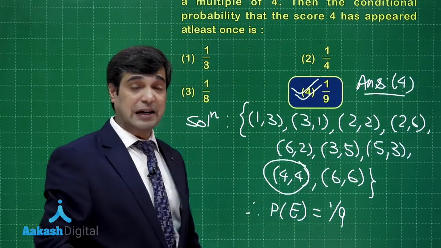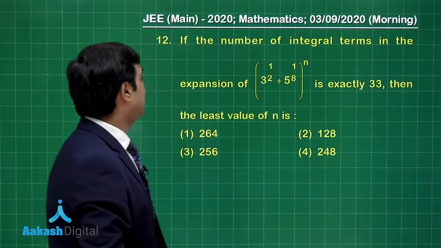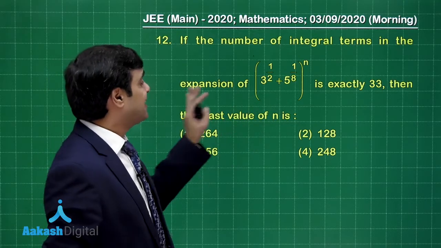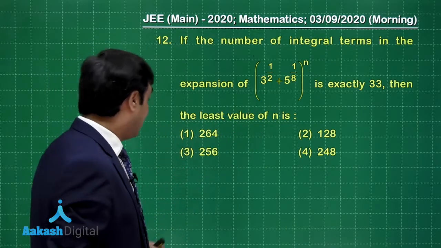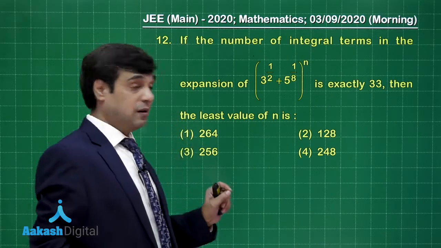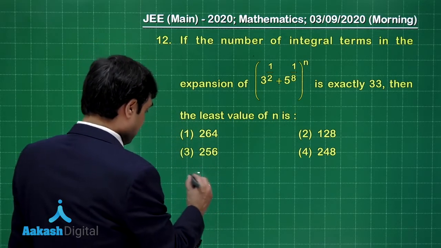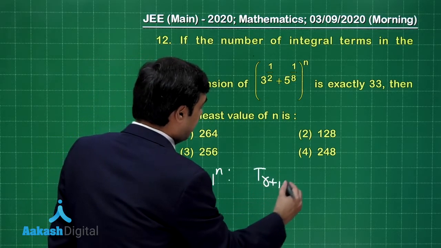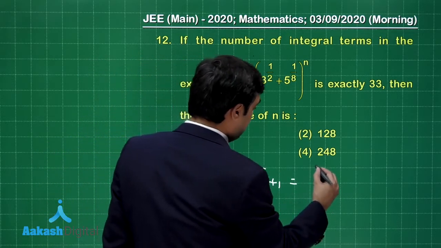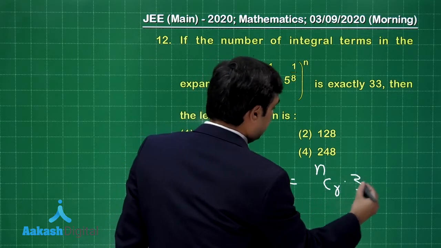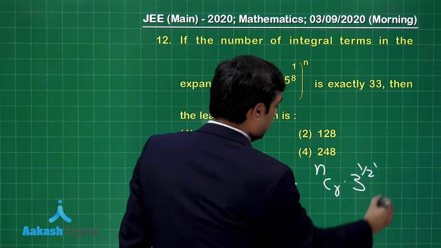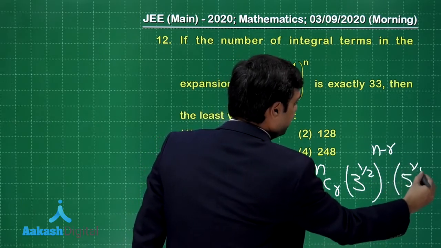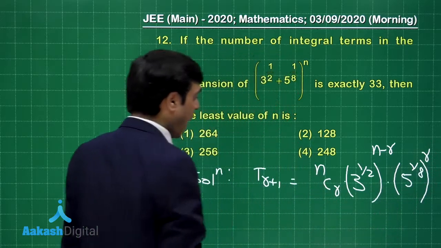So I'm sure this is clear. Time to take up the next one, that is question number 12. If the number of integral terms in the expansion of this one is exactly 33, then the least value of n is. We have to talk about the least value of n. The general term, that is T(r+1), is equal to nCr 3 raised to the power half, whole to the power n minus r, 5 raised to the power 1 by 8, whole to the power r.